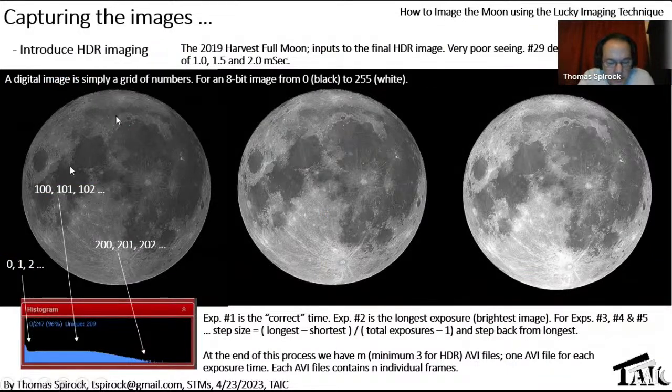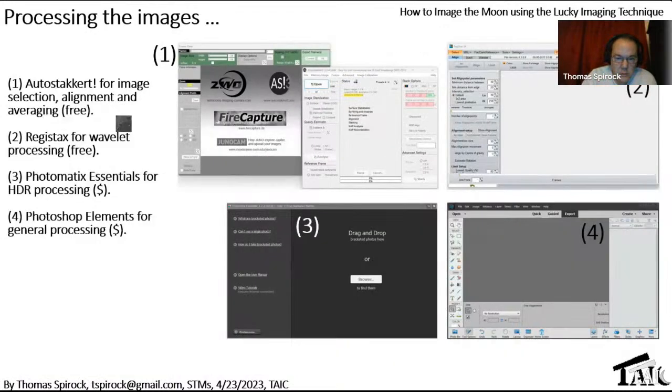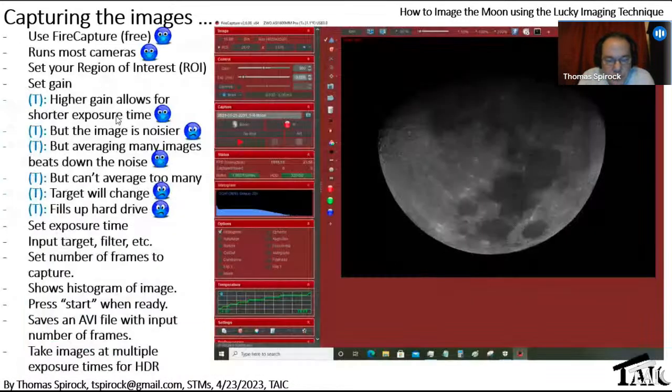You're shooting everything at bin one, Tom? Yes, for the planets and the moon, everything is one by one bin, yes. And is that the most ideal setup for the moon and the size of your chip? Yes. And your seeing conditions? Yes.